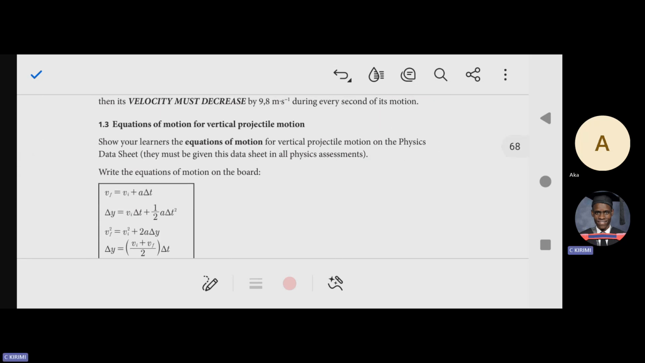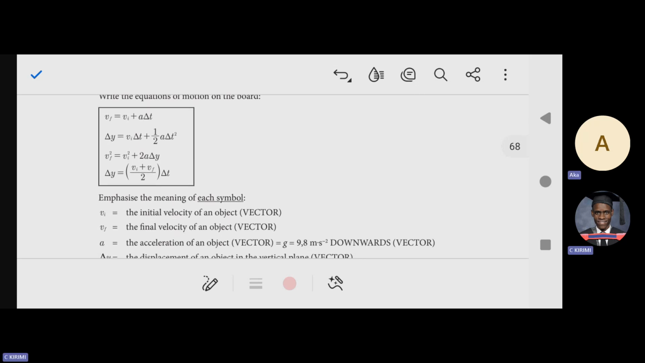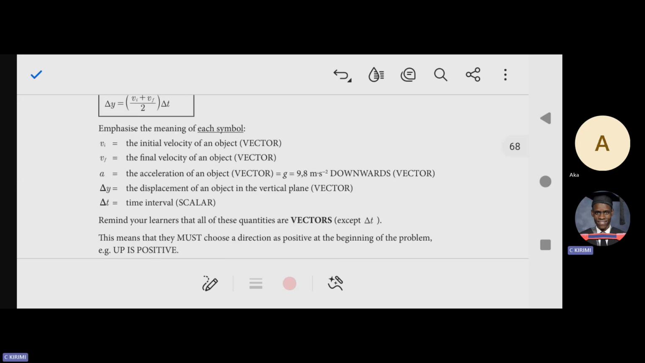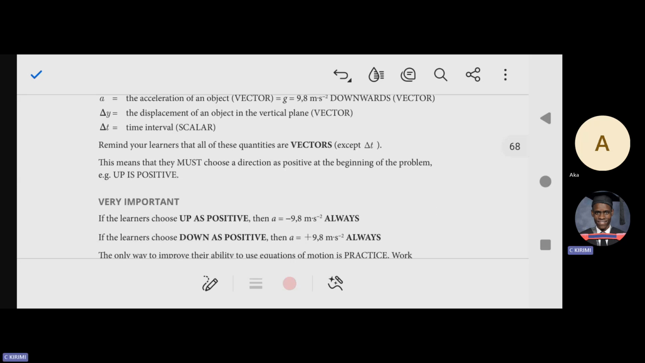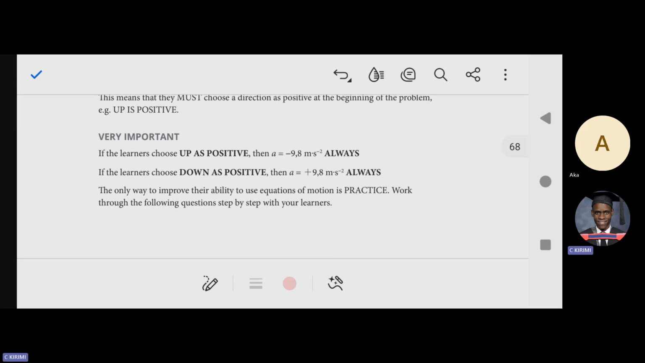Okay. So these are the equations of motion that we normally use, the ones which we're using today. You must know each term and what it represents: VI, initial velocity; VF, final velocity; acceleration, 9.8 meters per second squared; change in Y, the displacement of an object in the vertical plane; and the time interval, which is your change in T, delta T. Delta Y is still the same change.